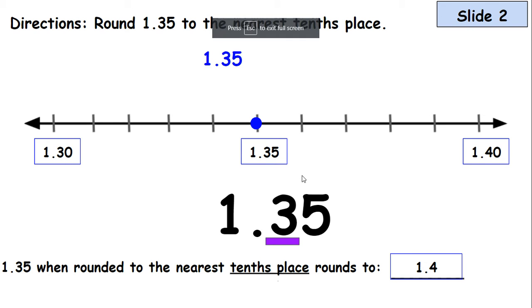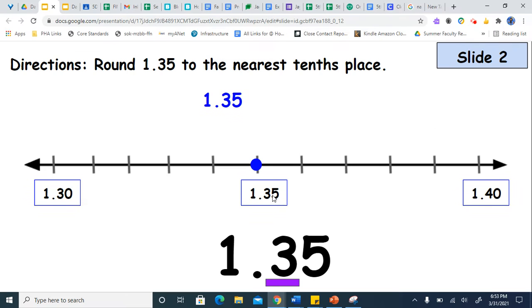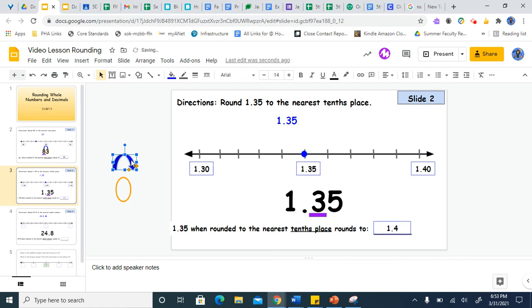Now we're going to look to the digit to the right. So I'm going to drag the arrow so that we can see which digit we're looking at, and that would be the 5 in the hundredths place. So I'm going to circle the 5 in the hundredths place so I know which number to focus on.